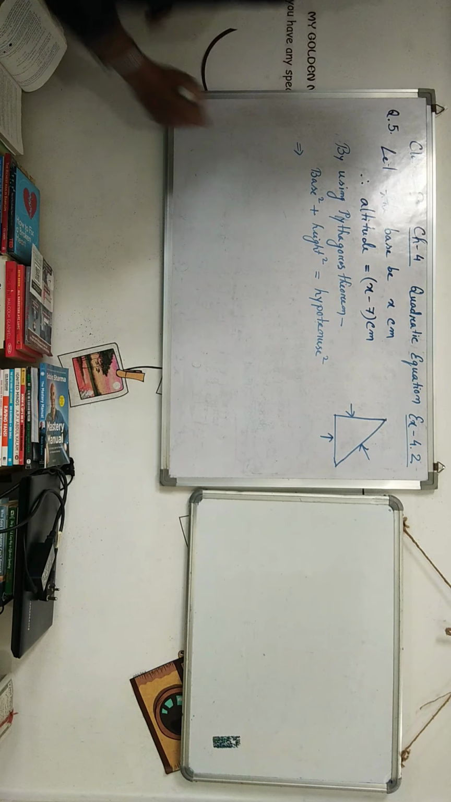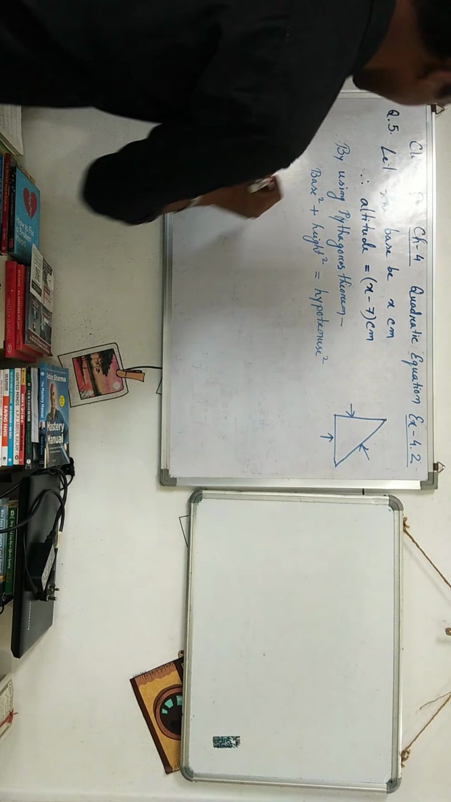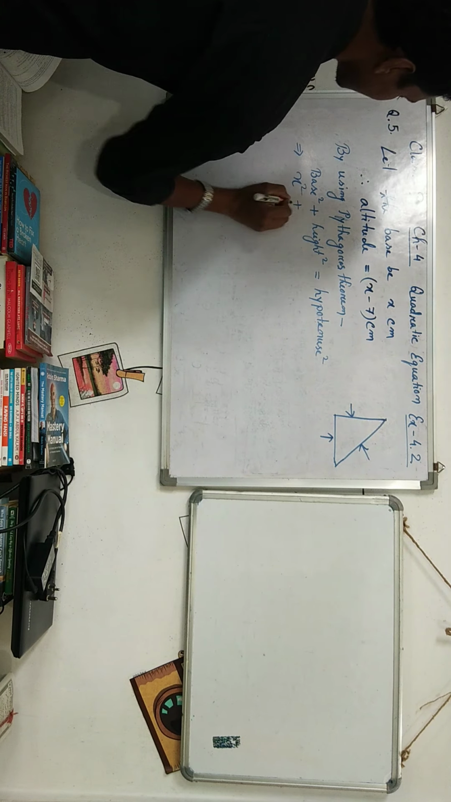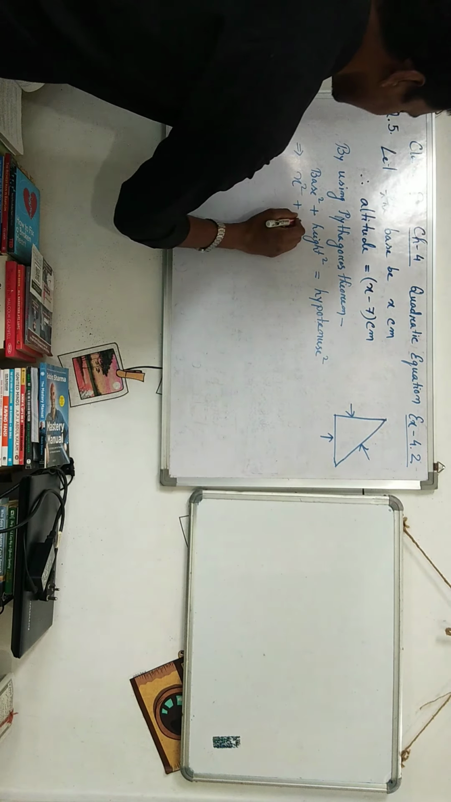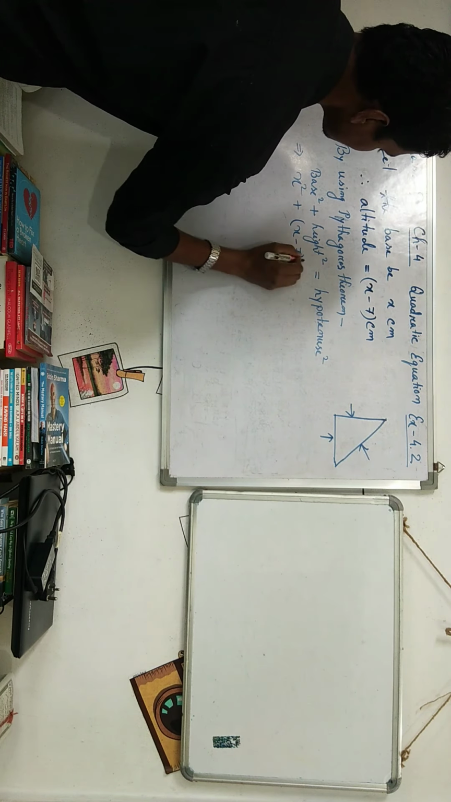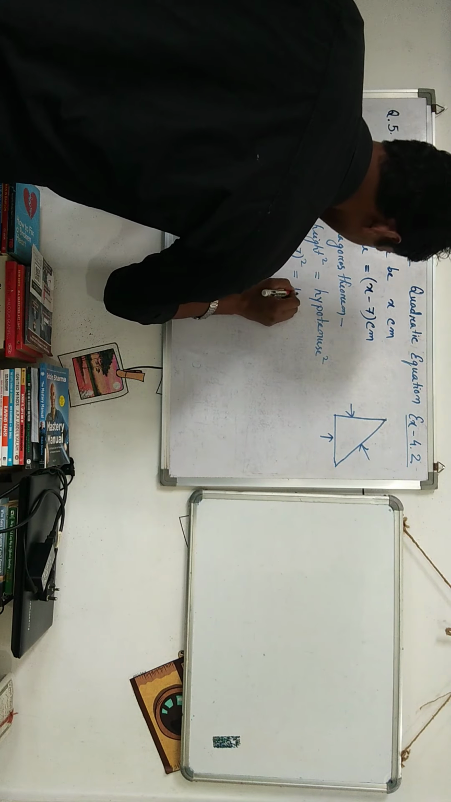This implies base, we all know what that is. Base is x centimeter, so base is x. So x square plus height square. Height is x minus 7, so it will be x minus 7 whole square. Hypotenuse is given, it is 13, so it will be 13 square.